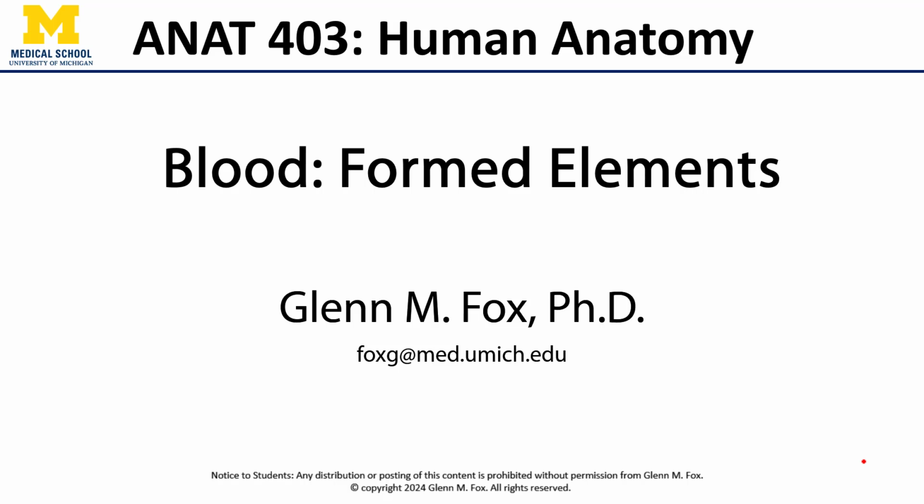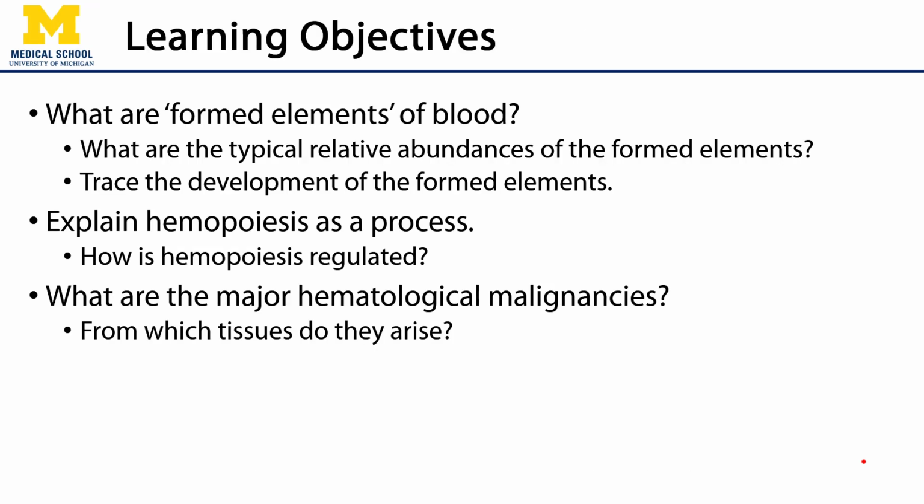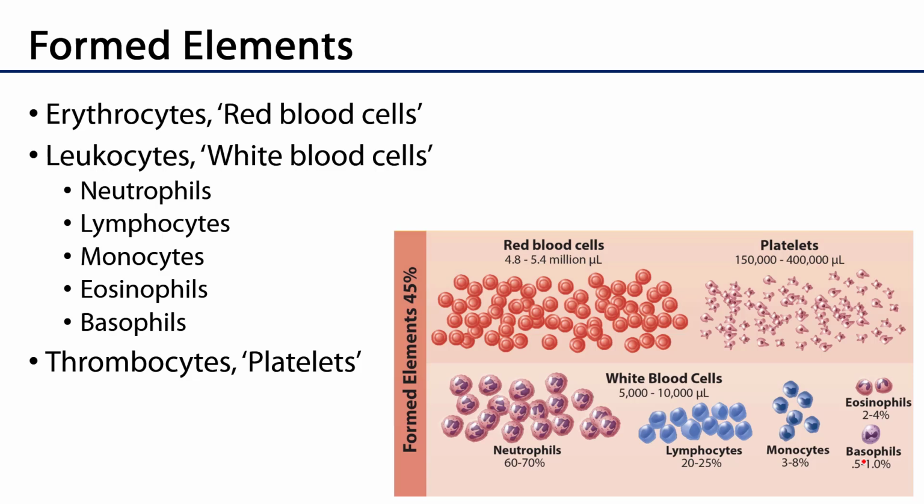Hi, let's talk about the formed elements of the blood. In this video, we'll discuss the formed elements of the blood, their relative abundances, and their development. We'll also discuss hemopoiesis and how it's regulated, and touch on the major hematological malignancies and the tissues from which they arise.